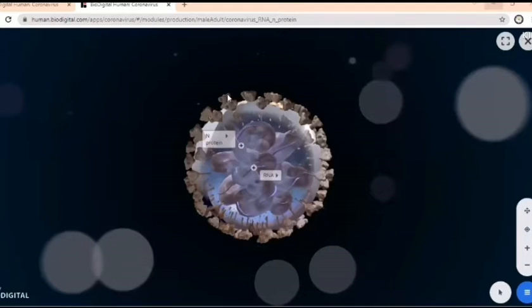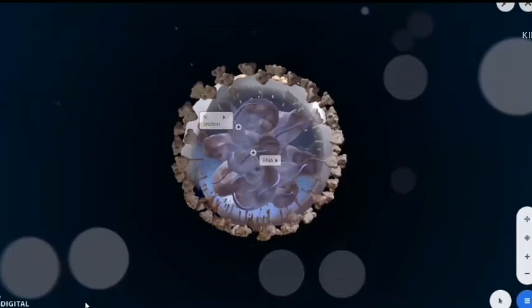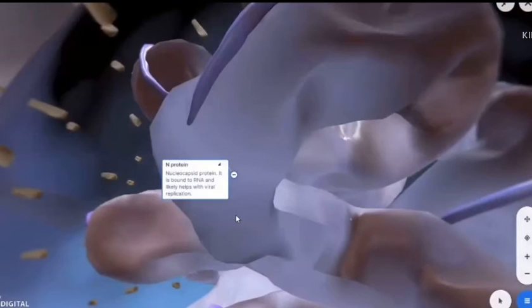So now we will go to the insides of our virus. So that is what's inside, guys. Inside, you can see the N protein and the RNA. So this is the N protein, or the nucleocapsid protein.